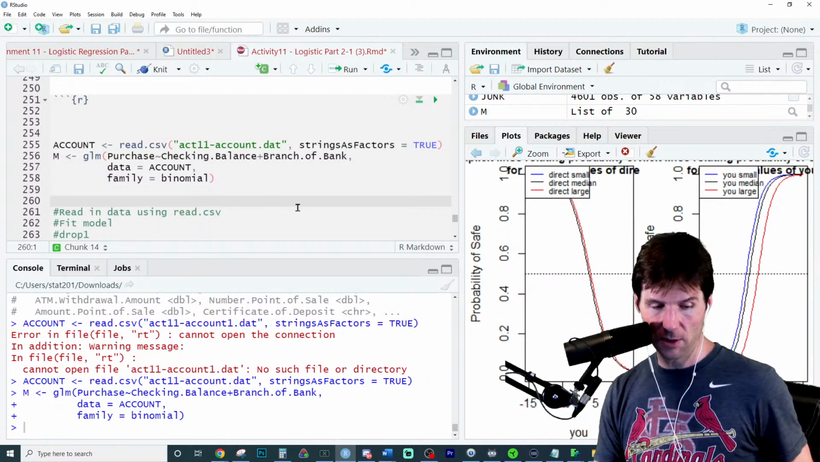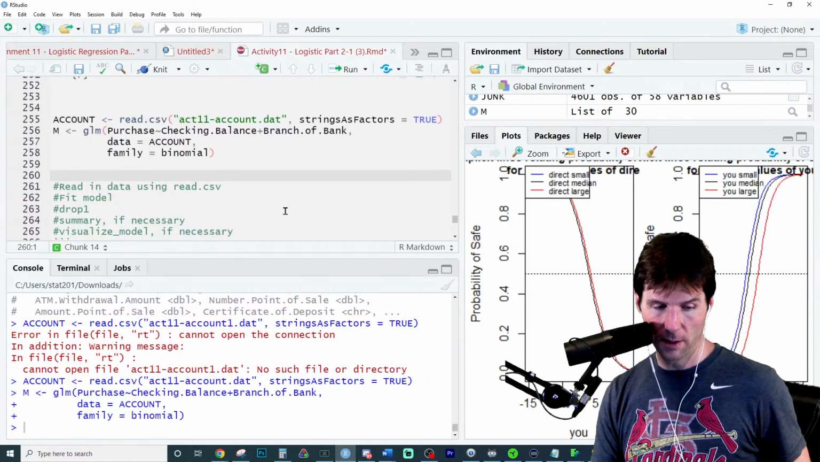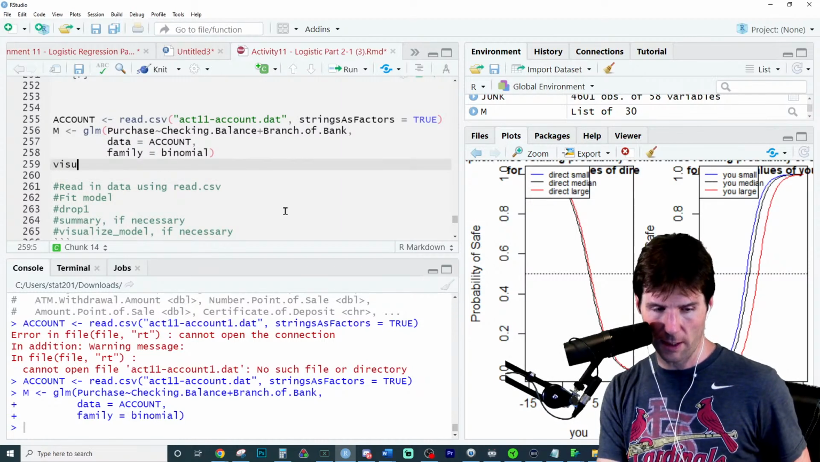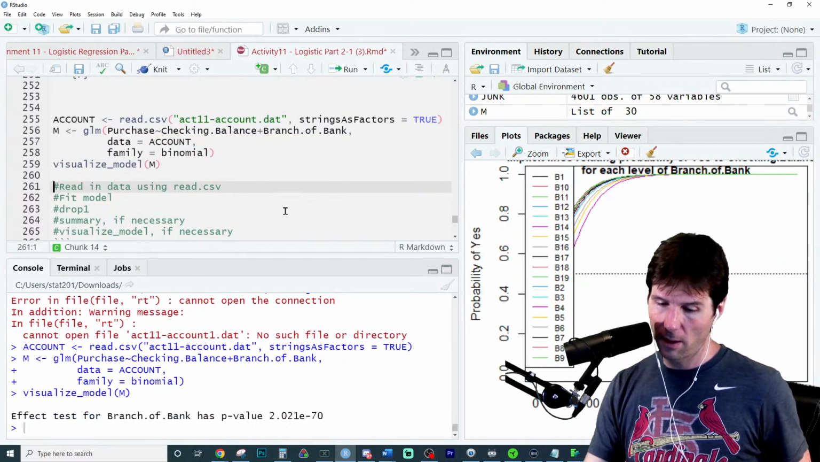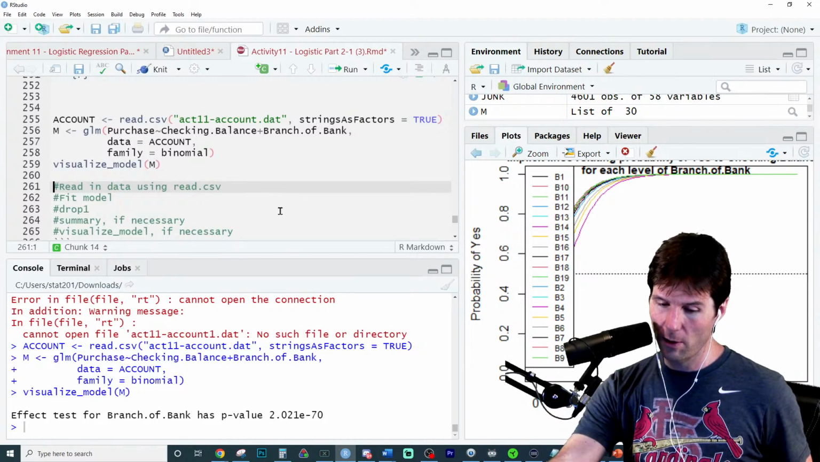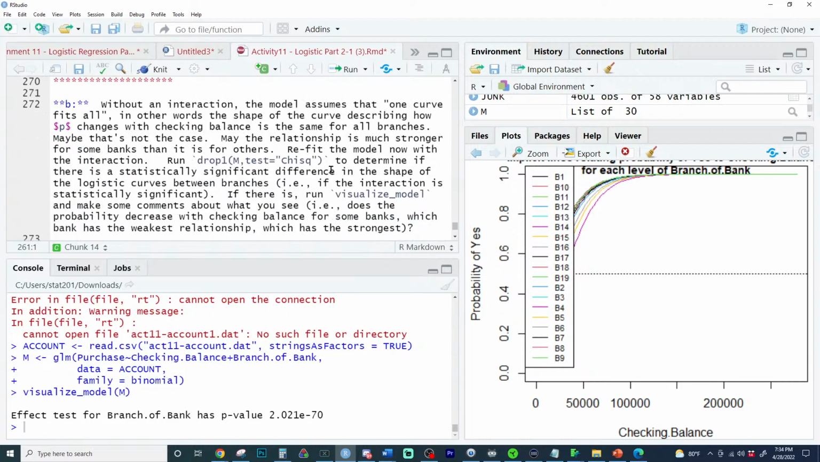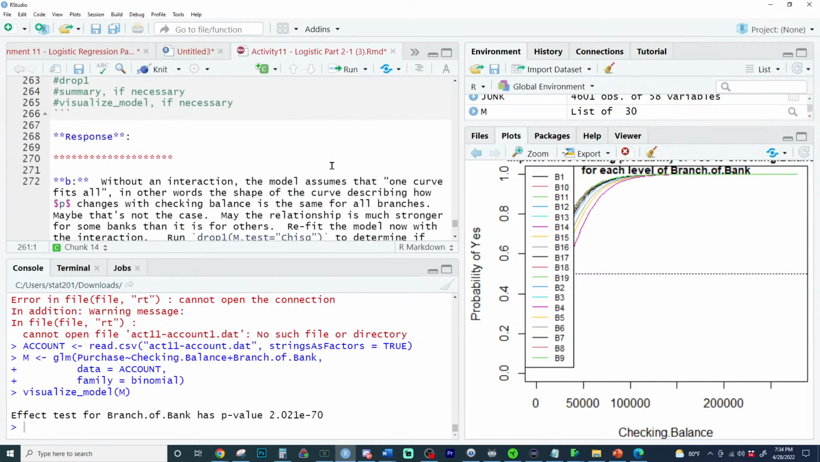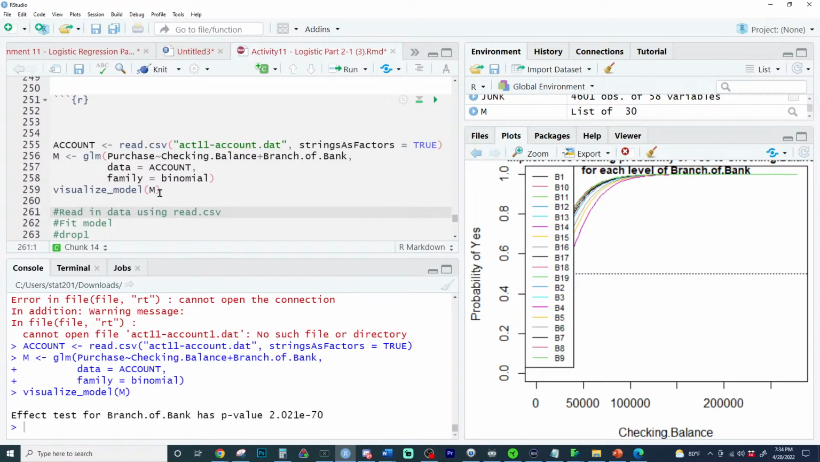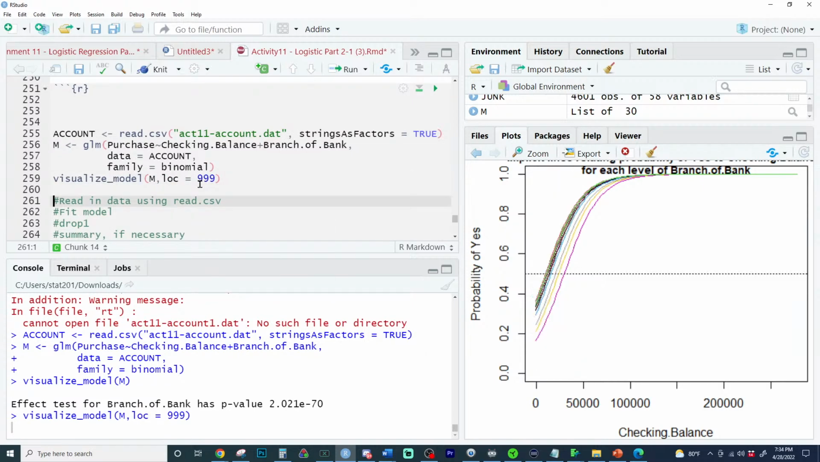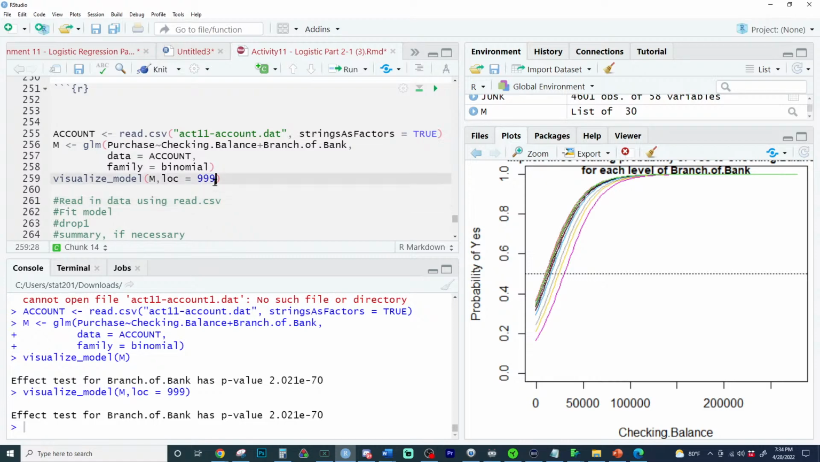So now it says to fit the model, use the drop one. Well, let's visualize. Usually I like to visualize. I like to see what I've created. And here, whoa, pretty. Do we get to do interactions? Oh, yes. Pretty. Let's go loc. Loc changes the location of the output there. And there you go. There's your pretty model.